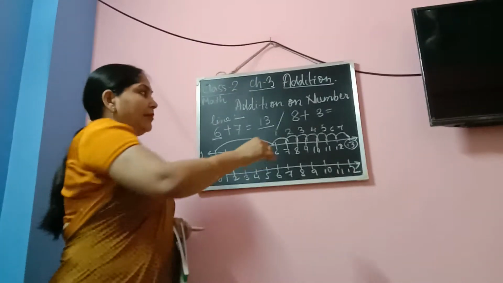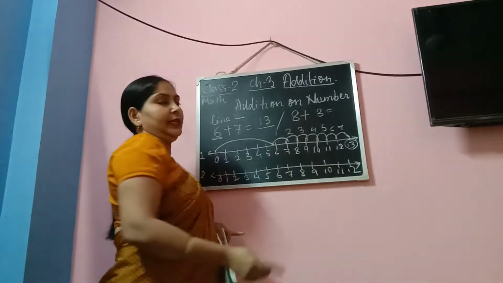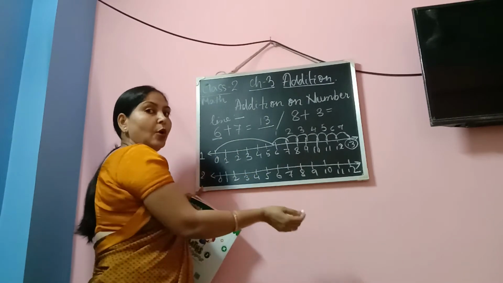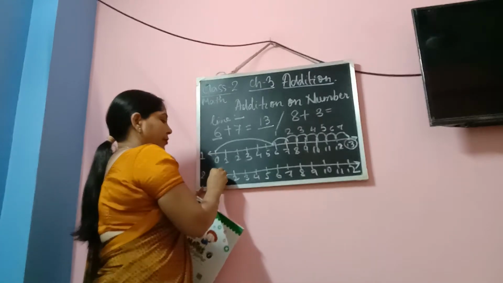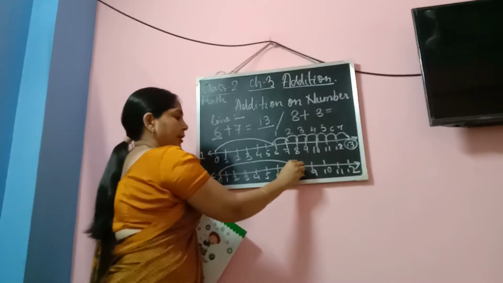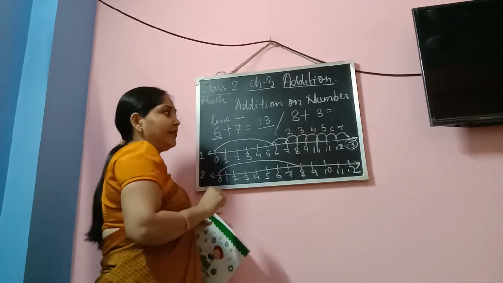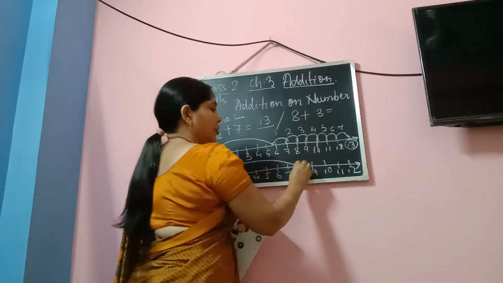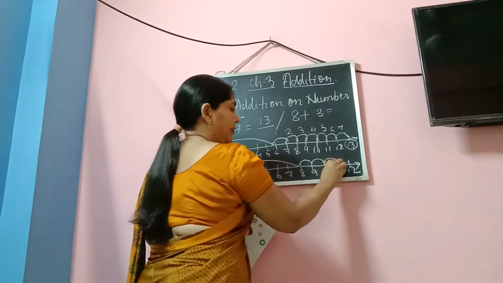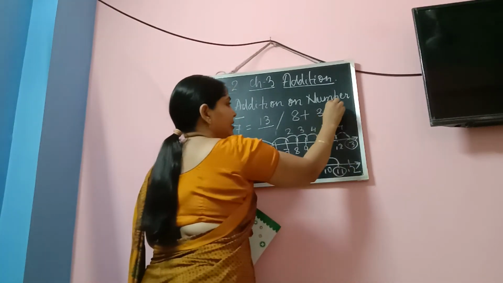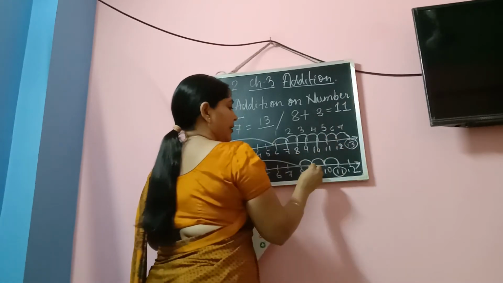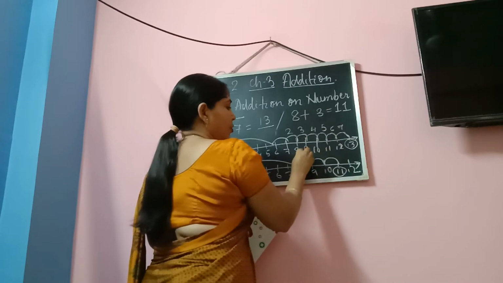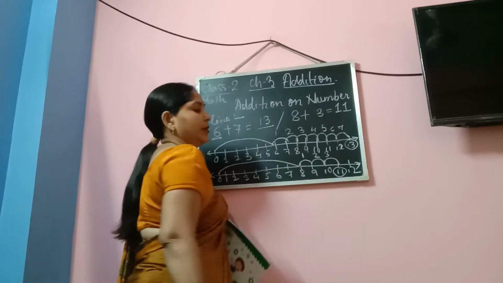Okay. Now our question is 8 plus 3. So we will start from 0 and we will directly go to 8. After that, how many steps do we have to move forward? We have to go 3 steps. So 1, 2 and 3. And so the answer is 11. You can write here how many steps you have moved forward: 1 step, 2 step, 3 step.